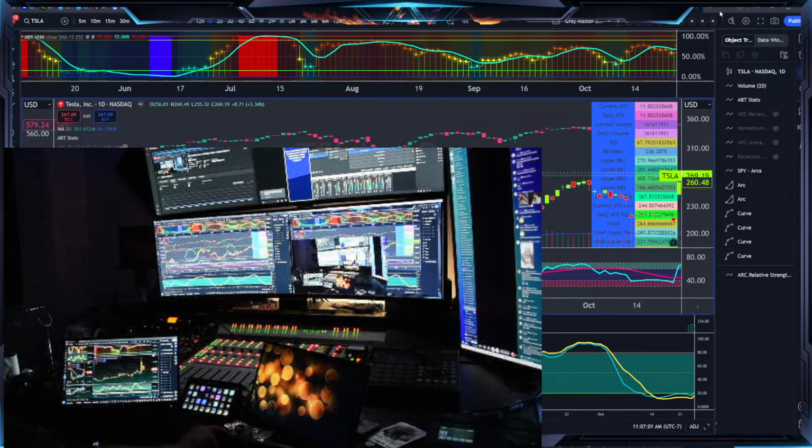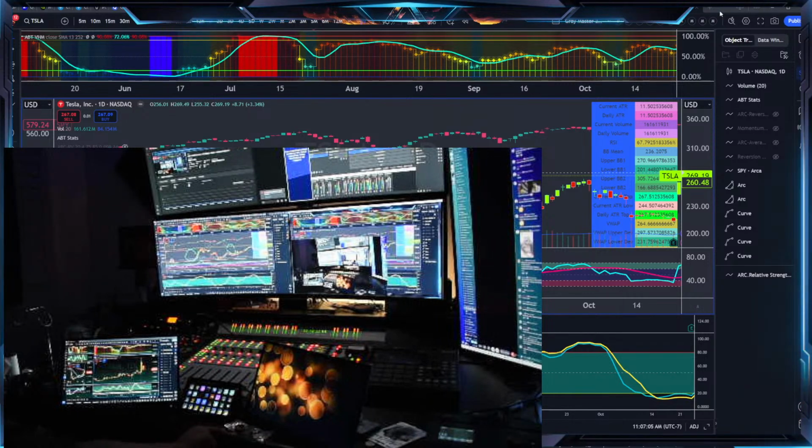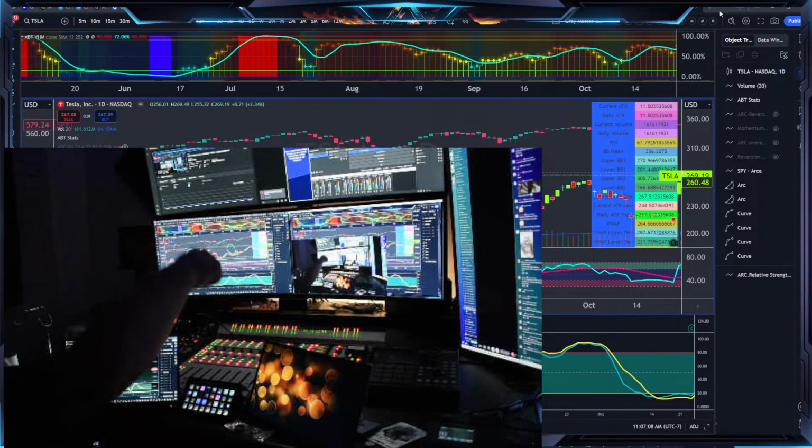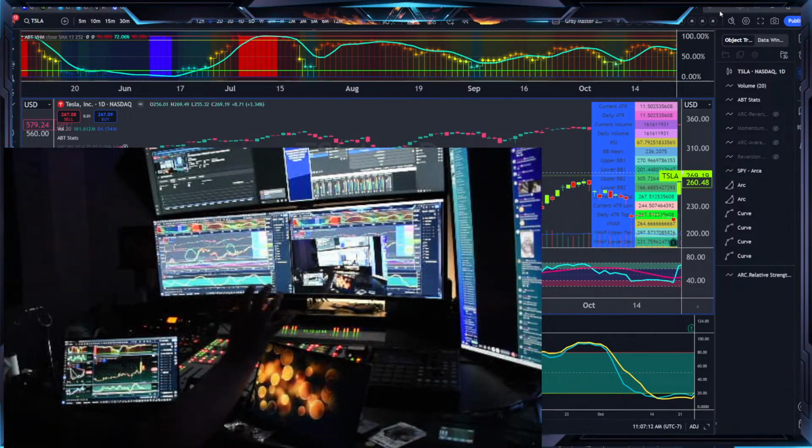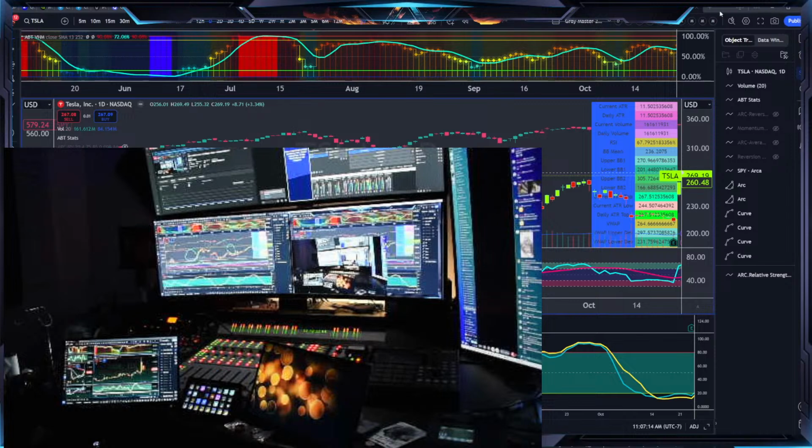Did I miss something? Sorry, guys. Ripe is saying I use UPS also for my setup. Yeah, dude, I have that UPS right down there. It's like this big, and it's got a screen, USB controlled, all that stuff. It's nice.